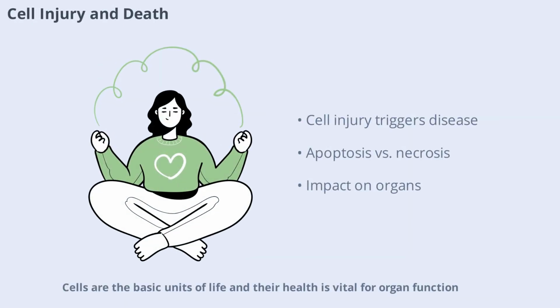Cells are the basic units of life, and their health is vital for organ function. When cells are exposed to harmful stimuli, like toxins, infections, or lack of oxygen, they can become injured or die. There are two main types of cell death: apoptosis, which is a programmed and controlled process, and necrosis, which is uncontrolled and often harmful. Understanding how and why cells die helps us grasp the root causes of many diseases, from heart attacks to neurodegenerative disorders. Next, we'll look at how the immune system plays a role in pathophysiology.